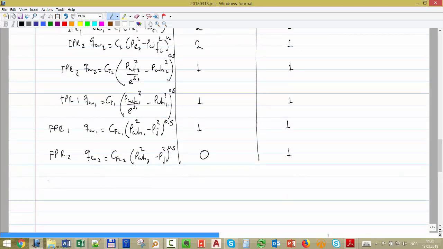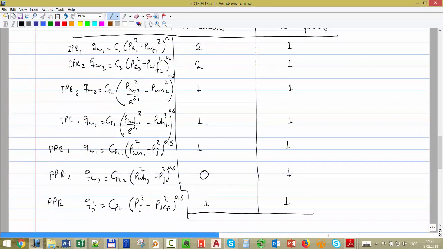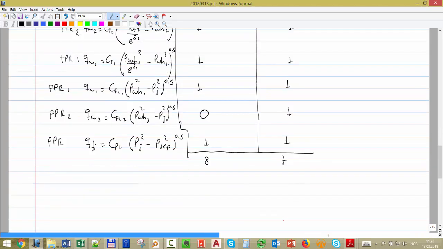Looks promising. So I have now the pipeline performance relationship, which tells me that the Q of the field will be C pipeline times P junction squared minus P separator squared to the power of 0.5. How many unknowns? The Q of the field, right? And one more equation. So how much is that? The final countdown: 5, 6, 7, 8, 7. Okay, more unknowns than equations.